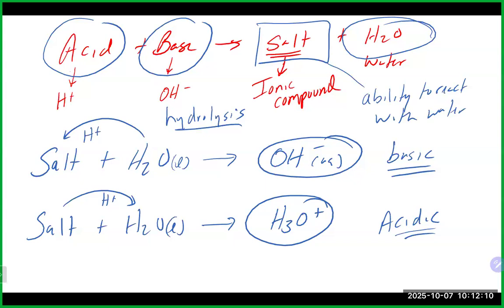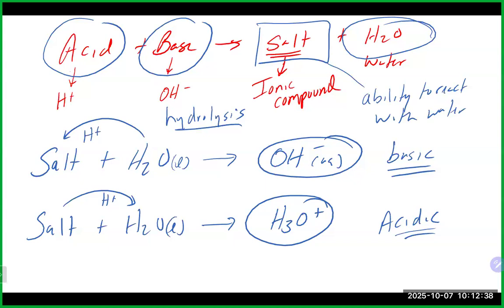So as a byproduct of a reaction of an acid and a base, you will create these salts, and these salts, based on where they come from, will have the ability to react with water and either produce hydroxide, which will make the solution more basic, or react with water to make H3O plus, which will make the solution more acidic.